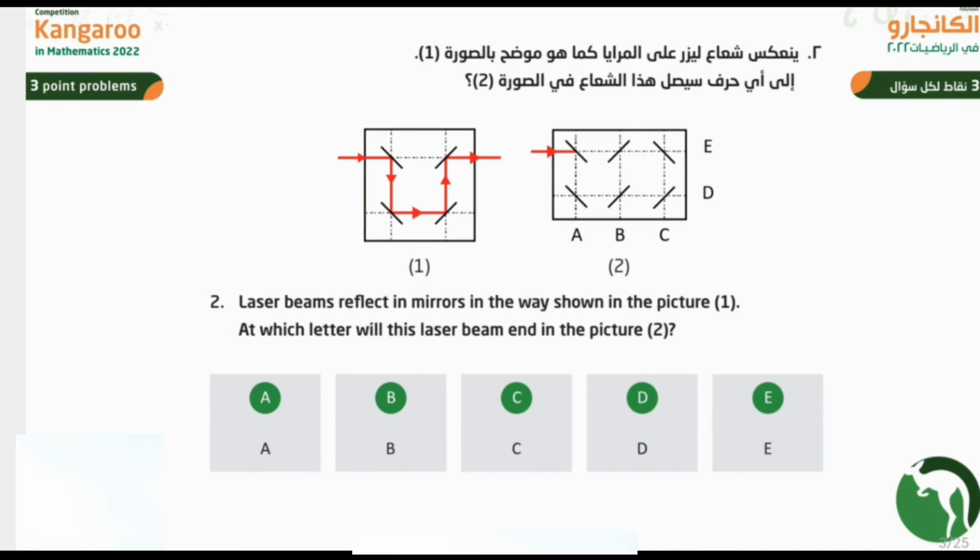Okay, now in question number 2, laser beams reflect in mirrors in the way shown in picture 1. At which letter will this laser beam end in picture 2? So let's see here. We have this laser beam here, so it will be reflected to this place here, and now to this mirror here, and then like this to here, and then to this mirror, and then we will have it reflected to this one in C, and then to B again, and then this mirror will reflect it here to this letter, which is the B letter. So B is the correct answer.